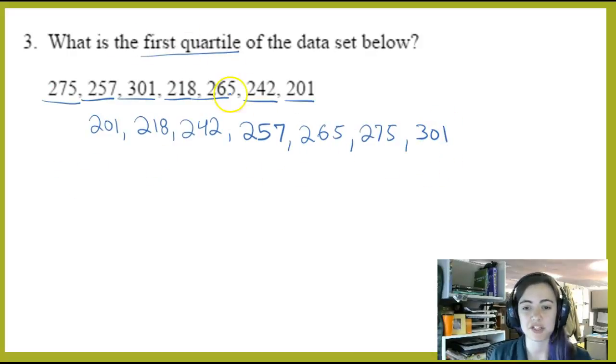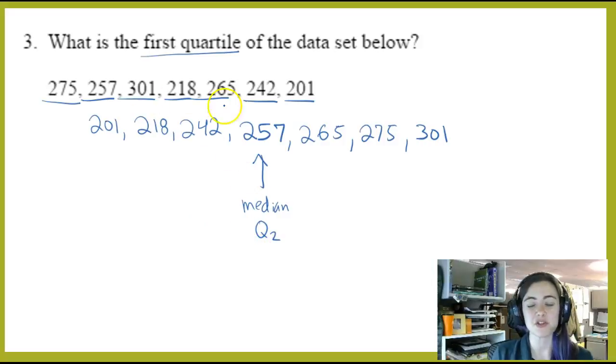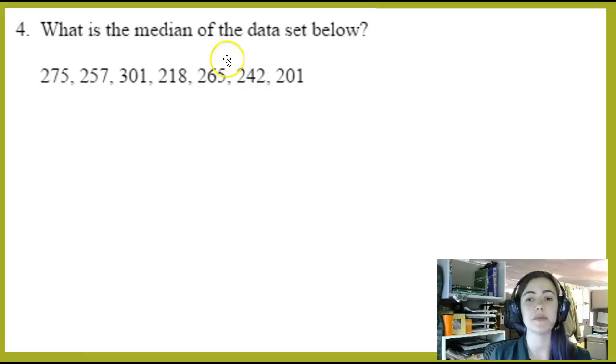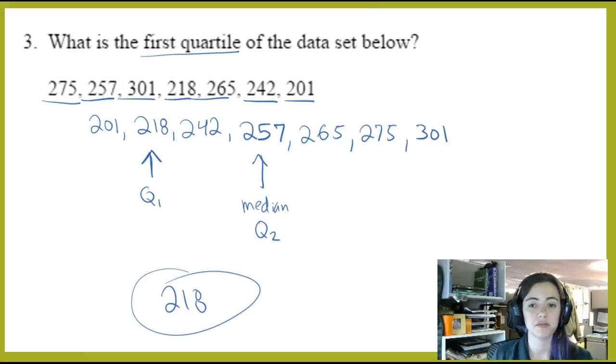This is the first quartile, so let's find the median first. 1 on each end, 1 on each end, 1 on each end. Oh, that's the median. Also known as Q2, quartile 2. So the first quartile is the median of the first half, so that would be right here. There's 1 on either side, it's in the exact middle. So Q1 is 218. Now, number 4 says, what is the median of the set of data? It's the same set of data. We actually just found that, so it's 257, the median.